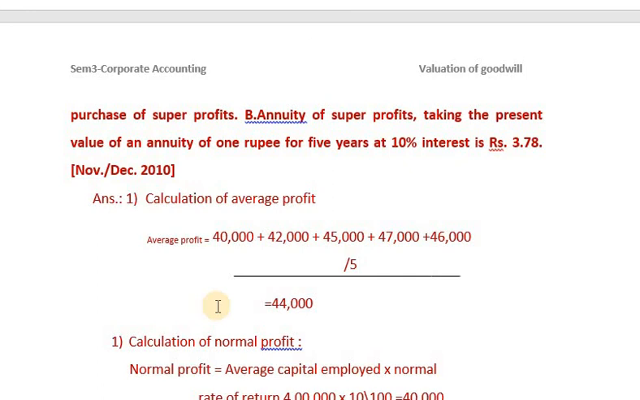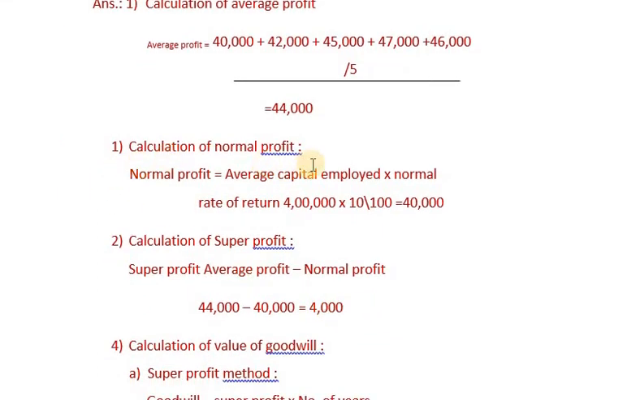For calculating super profit, we must calculate average profit. Average profit means total profit divided by number of years. 40,000 plus 42,000 plus 45,000 plus 47,000 plus 46,000 divided by 5, you are getting 44,000. Then calculation of normal profit.